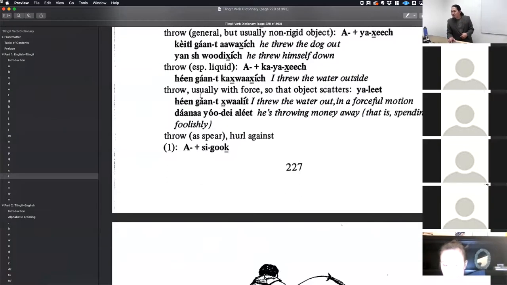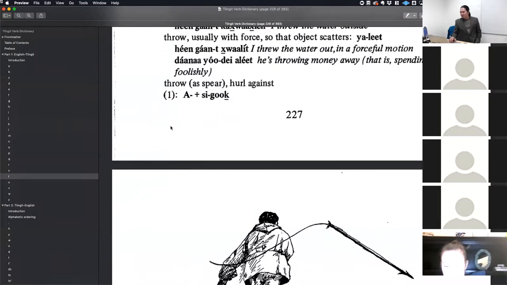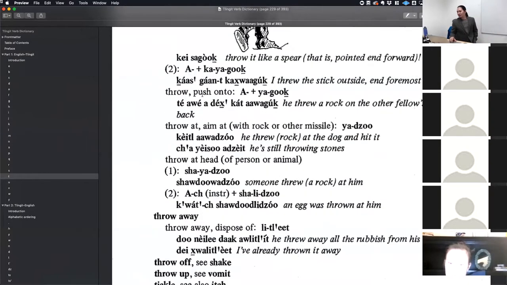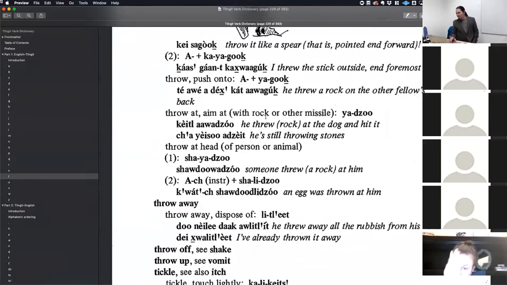Then you could throw something with so much force that it scatters. So this is how you would, when we were laughing on payday about just throwing our money all around town, that would be this one. You could throw to poke something. You're throwing it to poke, so that's where you get a spear. To poke or to push, you can throw or push it onto something, like a rock.